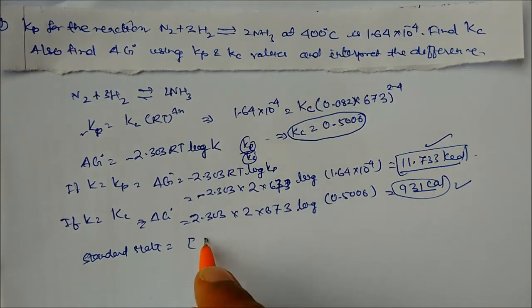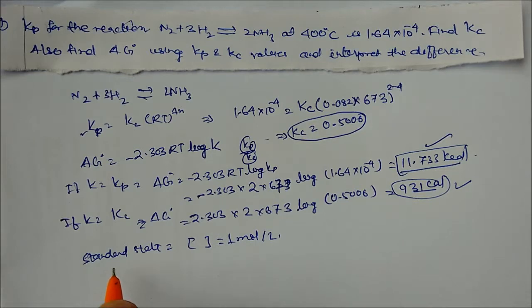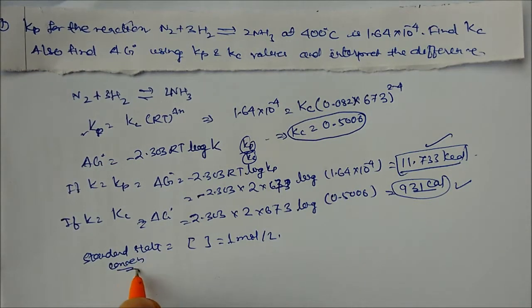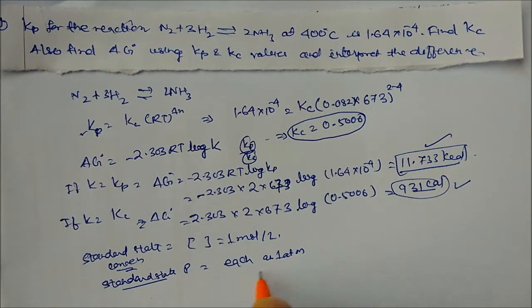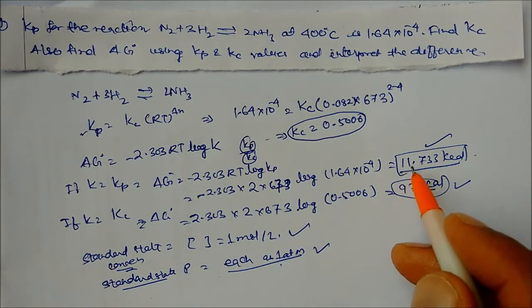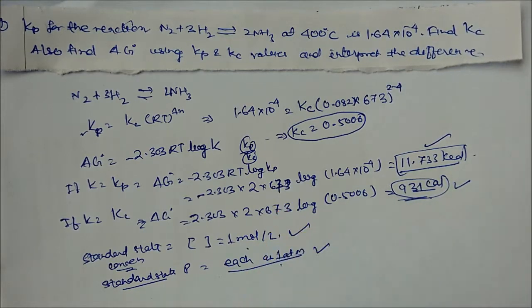Standard state means the concentration of each is 1 mole per liter; this is the standard state for concentration. And the standard state for pressure means that each is at 1 atmospheric pressure. So this is for concentration, and this is for pressure. This is a very useful question to understand free energy in terms of pressure and concentrations.